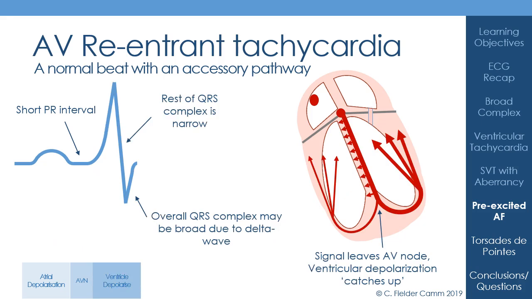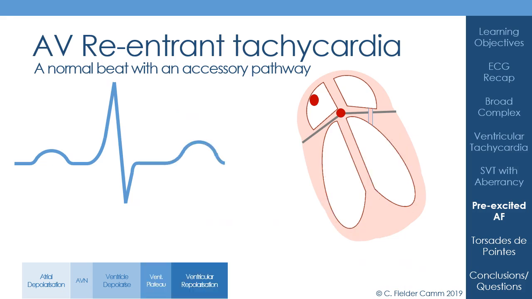And then the signal is released from the AV node, and the ventricle depolarizes down the normal conducting system very rapidly and catches up with that initial depolarization of the accessory pathway. So the rest of the QRS complex becomes narrow. And it's possible, though, that the overall QRS complex may be broad because of that delta wave. And then you get ventricular repolarization.